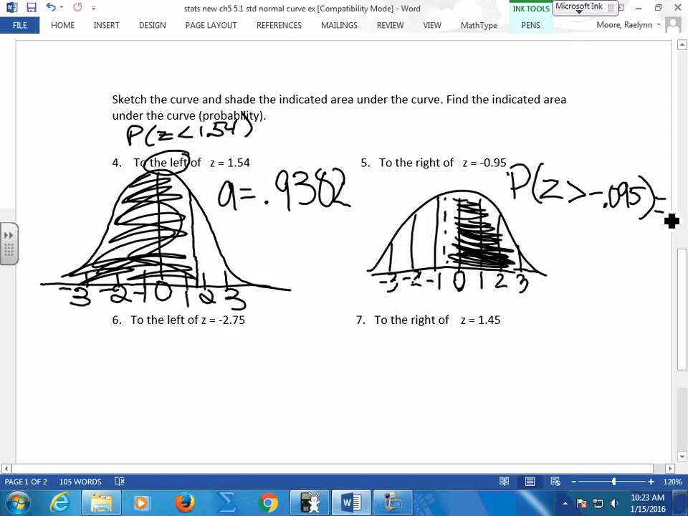It won't erase. Yeah. I don't know why it doesn't erase.